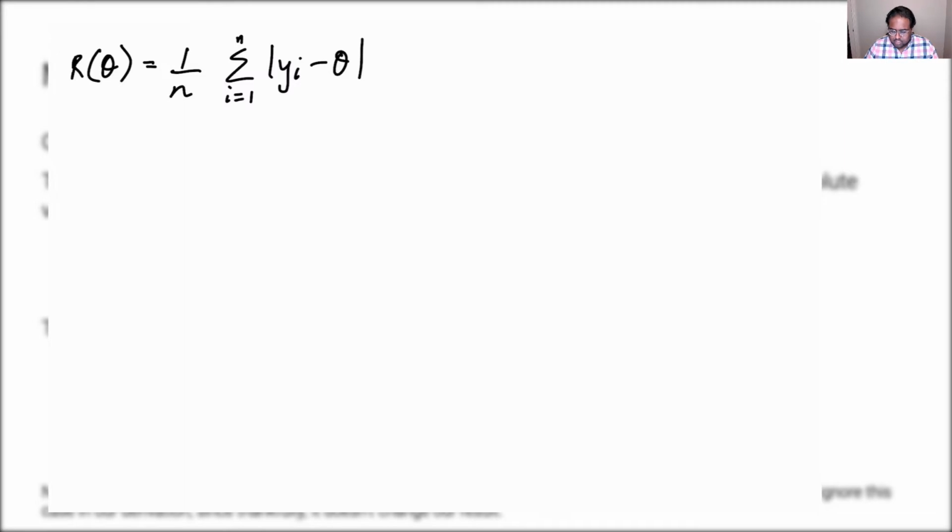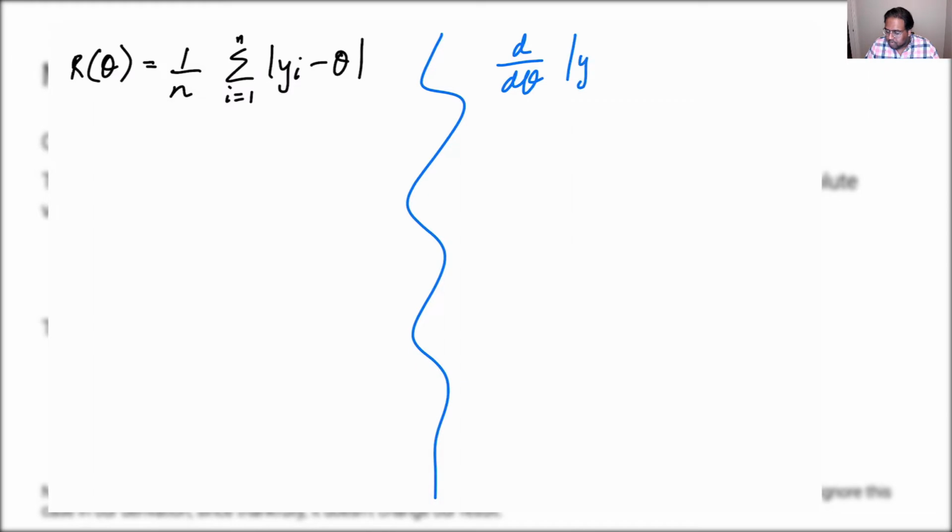So our average loss looks like this thing, 1 over n times the sum of absolute values of yi minus theta. We know that the derivative of a sum is once again going to be the sum of a bunch of derivatives, so it might serve us well to go off to the side and determine what the derivative of yi minus theta's absolute value is with respect to theta.